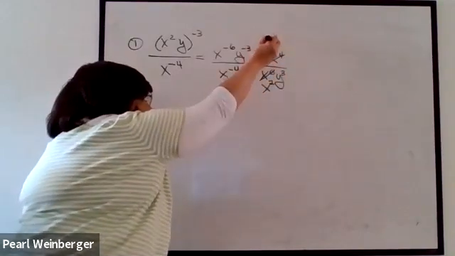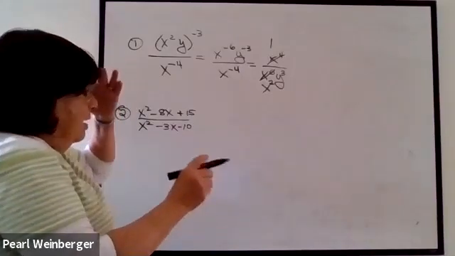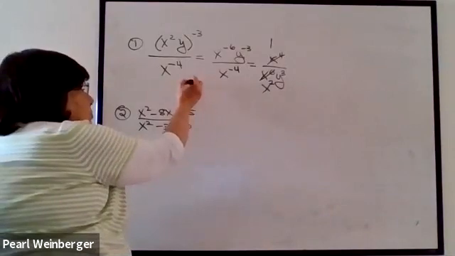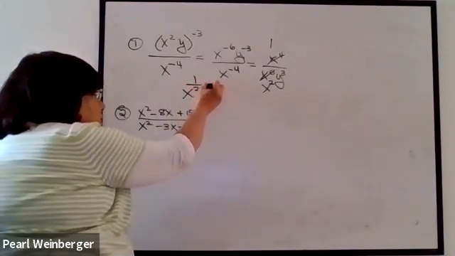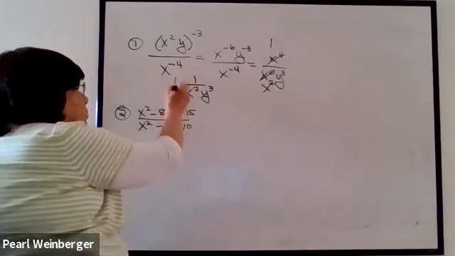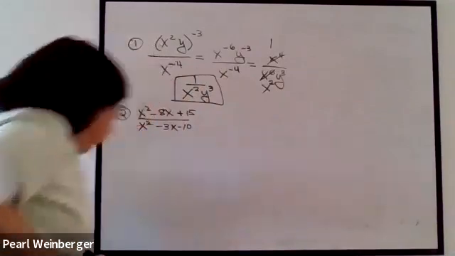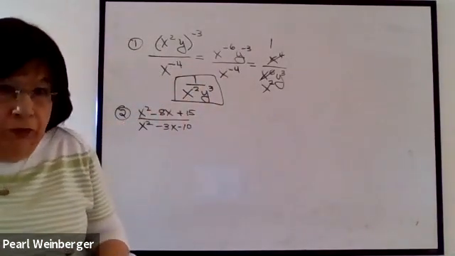Now, since there's nothing left in the numerator, I have to put a 1 there. It's not empty. It's not a 0. Your final answer should have been 1 over x squared y cubed. That's in the simplest form. It has no negative exponents. It's reduced as much as it possibly can. So that takes care of question number 1.